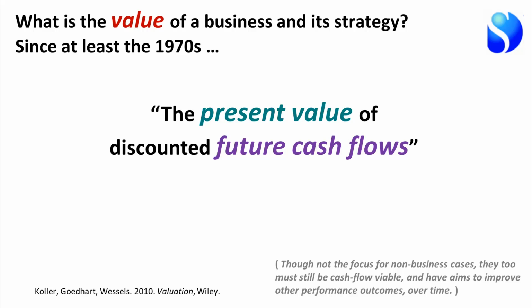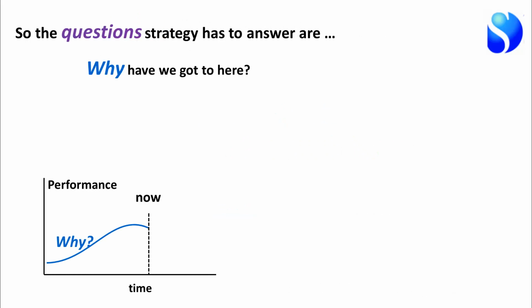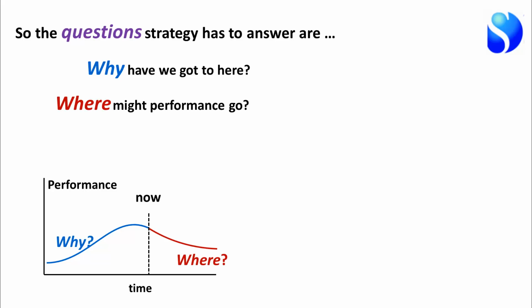The bottom line for strategy is that we've really got to engage with finance and start talking some of their language. We've got to get from the strategy through the implementation plan to the financial results that come out of the strategy. And the questions that we have to answer are, first of all, why have we got to this point in time? Secondly, where might performance go? And thirdly, how are we going to improve it to make sure of a strong performance going out into the future, as we saw with the Ryanair example?